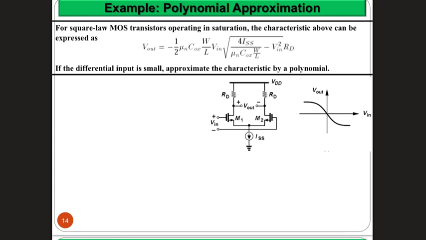If you do the analysis, and you can do the analysis, if you remember your electronics, or you start from the equation that we saw in the previous slide, and try to figure out the input and the output relation for this, you will end up with a relation which is given actually in the question up there. So the output is equal to minus half mu n C oxide W over L Vn, and then multiplied by the root of 4 ISS divided by mu n C oxide W over L minus Vn squared, multiplied by Rd. ISS is just a constant current that you put here, biasing current for this circuit, okay?